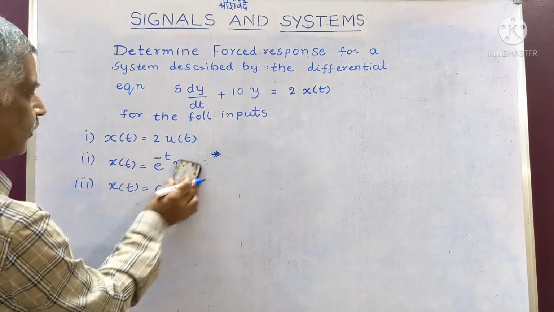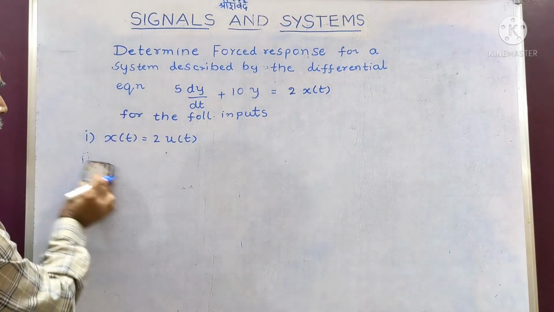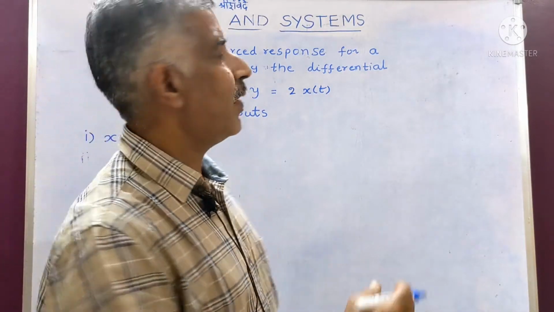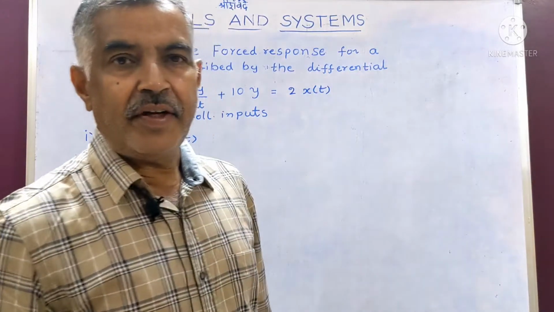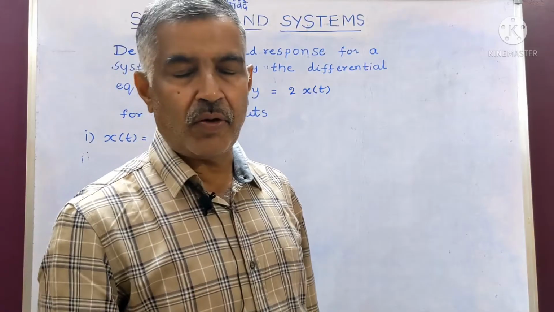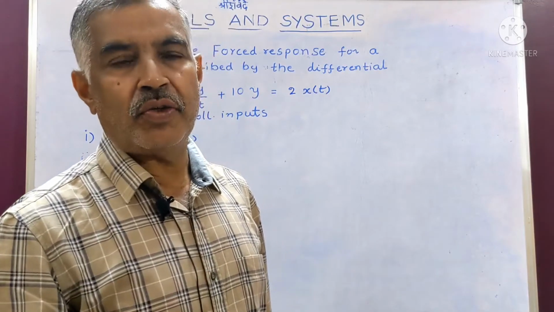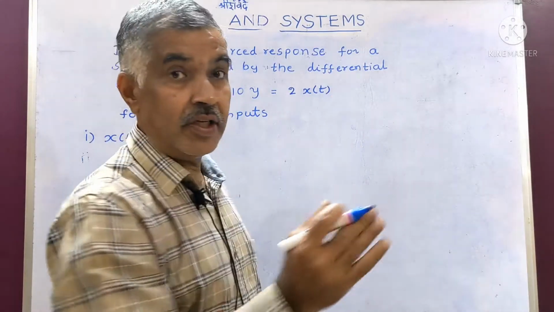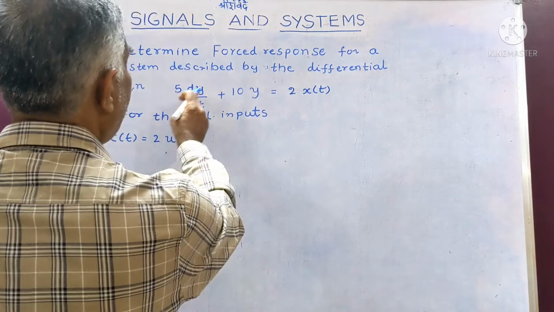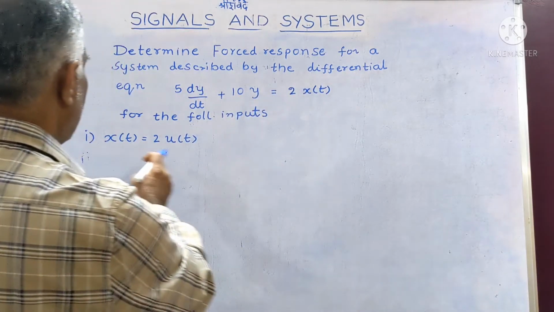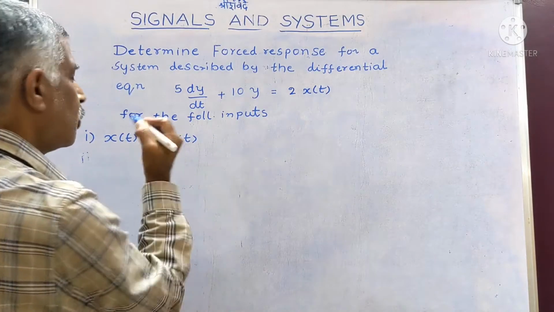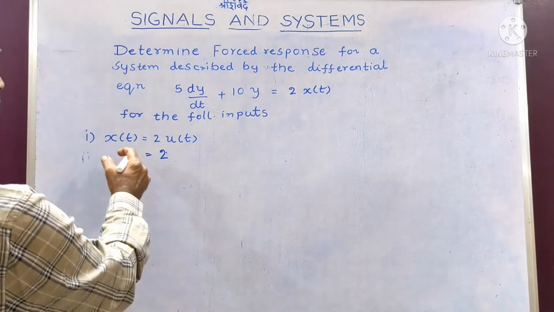First I will take x(t) equal to 2u(t). Now, while finding natural response, normally you make the right hand side 0, because initial conditions are to be taken. That is why the input is made 0. But while finding the particular solution, the right hand side is never 0. Now take the first one: 5 dy by dt plus 10y equal to 2x(t). Input is 2u(t). 2u(t) is simply 2, because u(t) means its value is 1. So this is a constant.